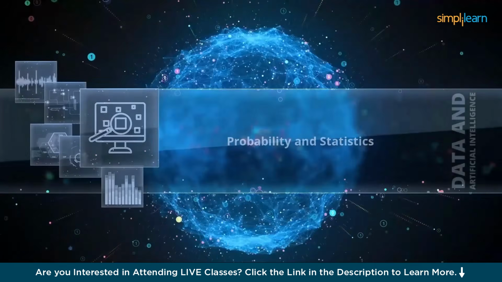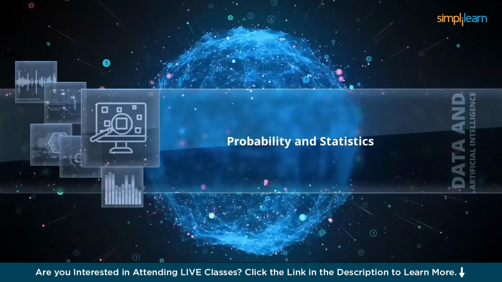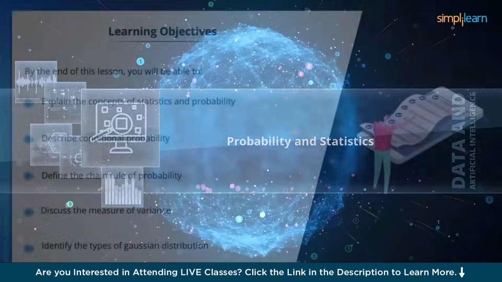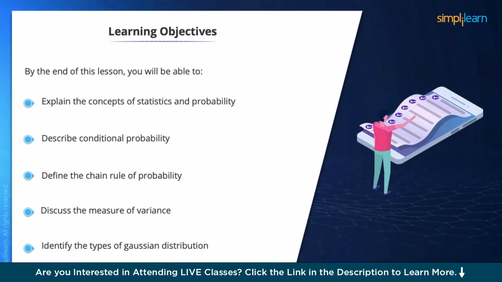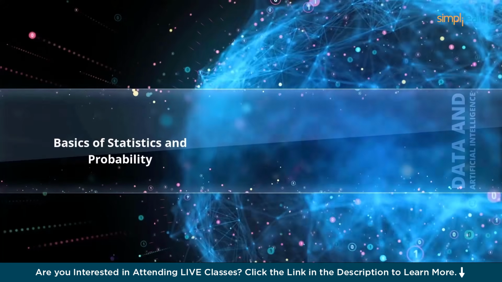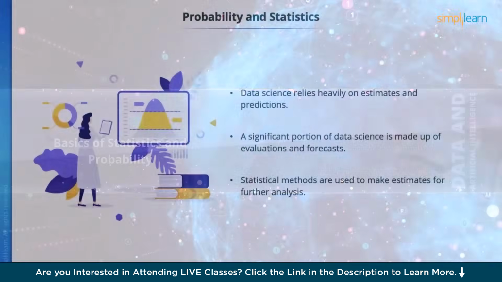Learning objectives. Welcome to Math Refresher, Probability and Statistics. In this lesson, we are going to explain the concepts of statistics and probability, describe conditional probability, define the chain rule of probability, discuss the measure of variance, and identify the types of Gaussian distribution.